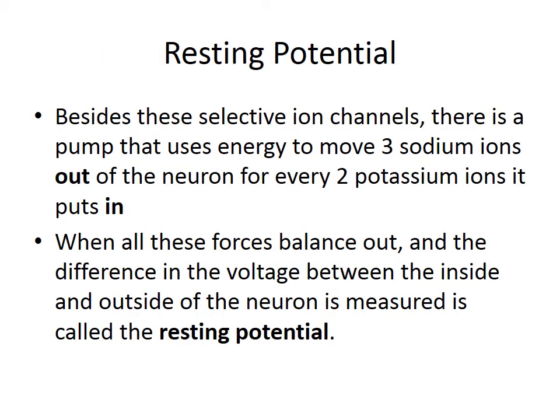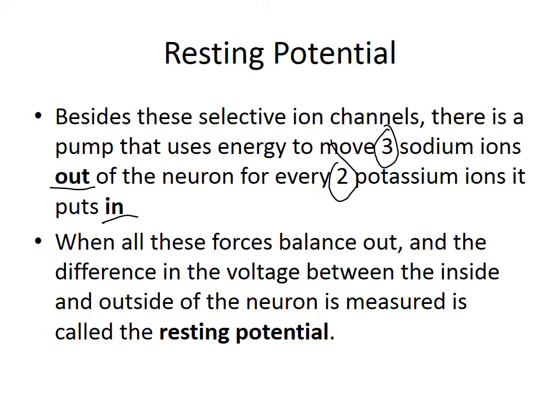All right. Besides these selective ion channels, there is a pump that uses energy to move 3 sodium ions out of the neuron for every 2 potassium ions it puts in. So we also looked at a pump, the sodium-potassium pump, but every time it runs, it's going to move 3 sodium ions out. Already we don't have any sodium inside the cell, but we're going to keep on moving more out. And we're going to move 2 potassium ions in. We already have a ton of potassium in, but we're still going to do that anyway. So this is an active transport mechanism.